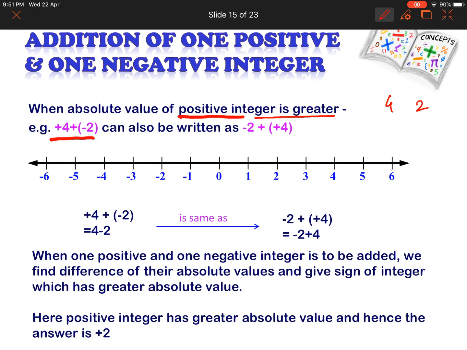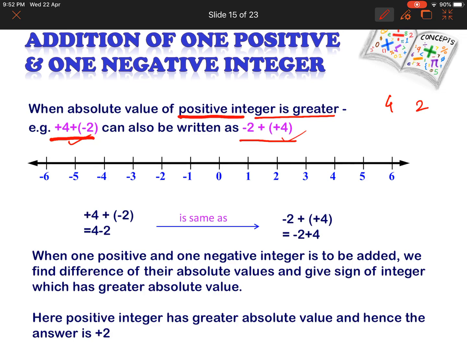This can also be written as -2 plus +4. Why? Because of commutative law of addition. Remember, commutative law applies to addition and multiplication only. It does not apply to subtraction and division. So we will solve it both ways, this way and this way.